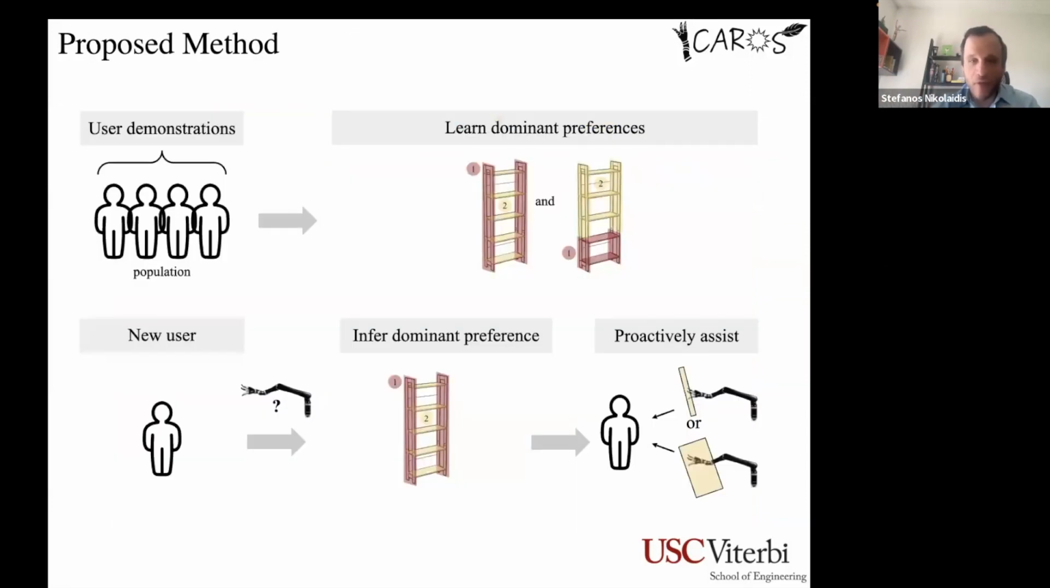And so the proposed method is that we can have a population of users demonstrate their preference. We can learn what the dominant preferences are through some unsupervised learning. And then when a new user comes, we can observe their actions, infer what the dominant preference is, and the robot then can proactively assist them. So the robot can observe their actions, associate what the user is doing with the prior that the robot has on the human preference, and then proactively take supporting actions.